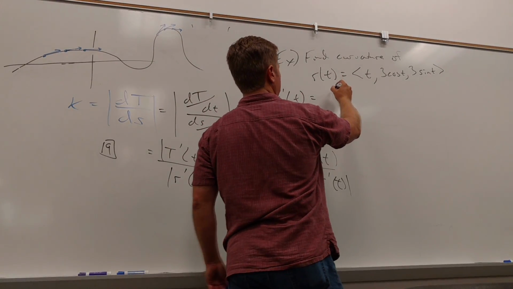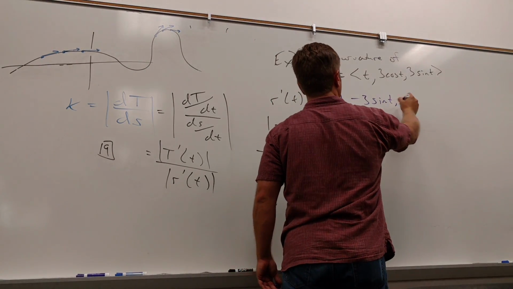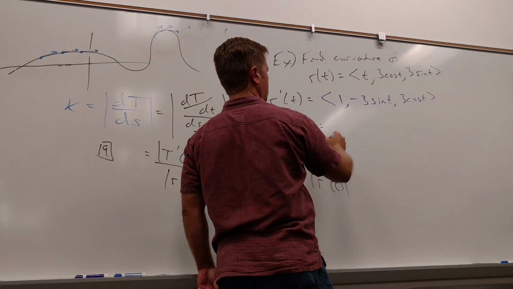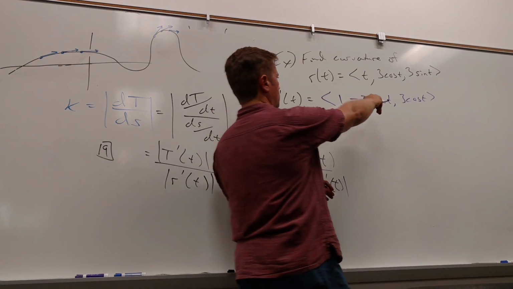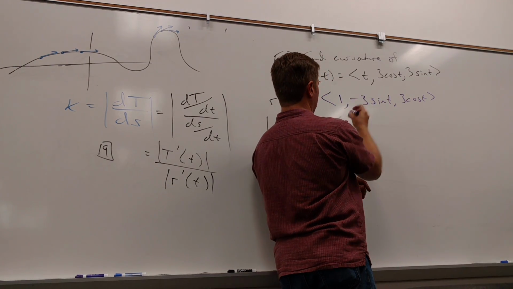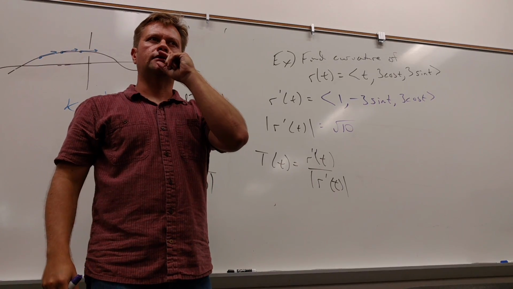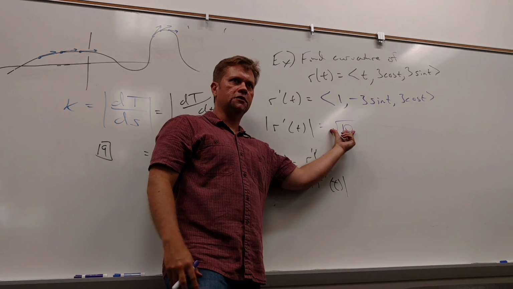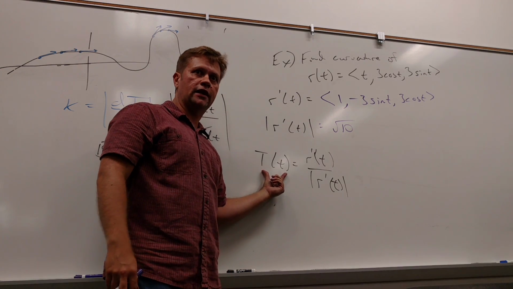So r prime is what? So the length. Root 10? Yeah, root 10, right? Because it'll be 9 sine squared plus 9 cosine squared makes 9, plus 1 squared is 10. Now you can imagine that this gets really gross if this doesn't come out to be a constant, because then you've got to take this function's derivative next after you put this together, right?